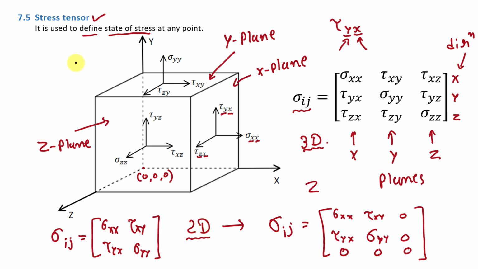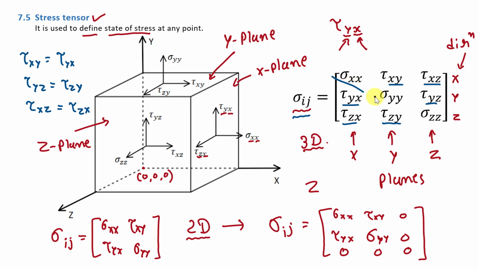Fine? And also remember that for equilibrium, tau xy is equal to tau yx, tau yz is equal to tau zy, and tau xz is equal to tau zx in this body. So actually this term and this term is same. Similarly, these both terms are same and these both terms are same. So here this matrix is having symmetry value about this diagonal, so we can say that this stress tensor is a symmetric matrix. Fine? So actually to define state of stress in 3D loading condition, you require these 6 components.